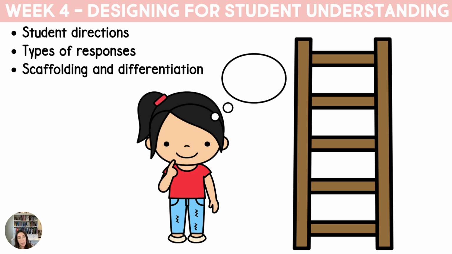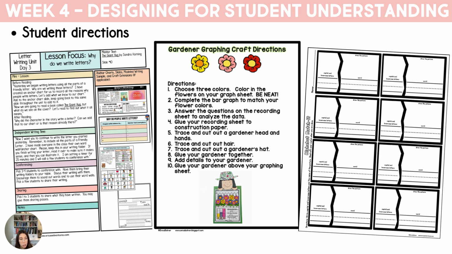So we're going to talk about this week: student directions, types of responses, scaffolding, and differentiation. Student directions could be like a one-page thing. It could be as little as, if you see that ABC Match It, little directions on the side for the parents or the teacher or the students to read. And if you look all the way on the left, I have my letter writing unit, which is more teacher direction, where it's a script for what the teacher is going to say to the students and the directions she's going to give the students.